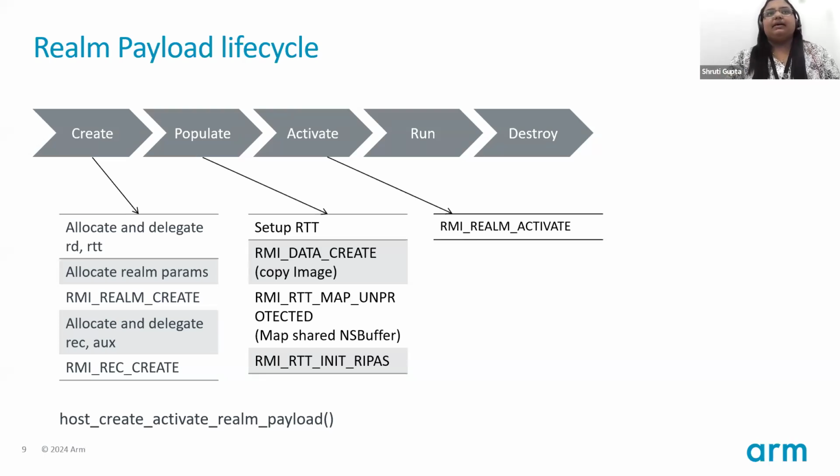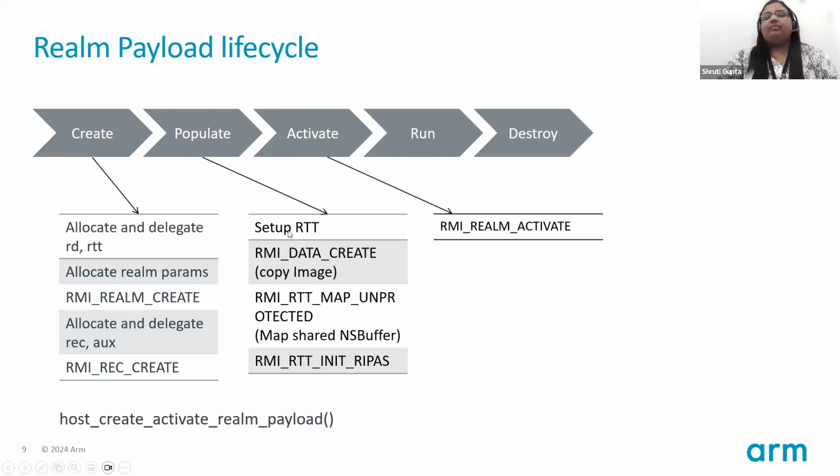Coming to the realm payload cycle. These are all the stages described in the spec. We have to create a realm, populate a realm, activate a realm, and then run it, and at the end destroy it. When we create a realm, we have to allocate memory for RD and RTT and delegate it to the realm memory. We have to allocate params, and these are all the RMI calls: RMI realm create and rec create. Rec and auxiliary granules have to be allocated.